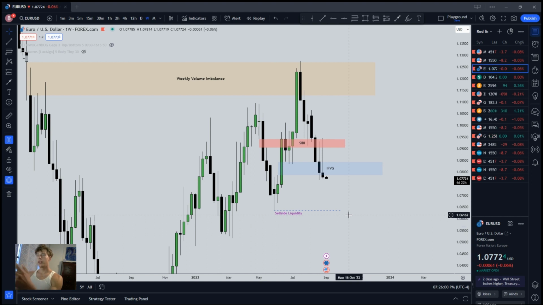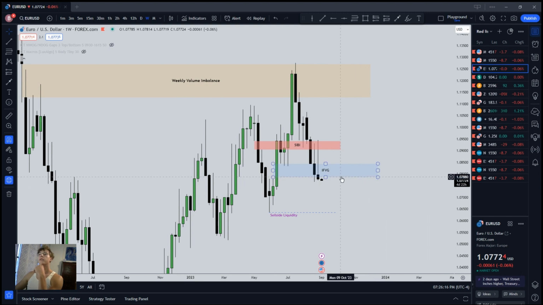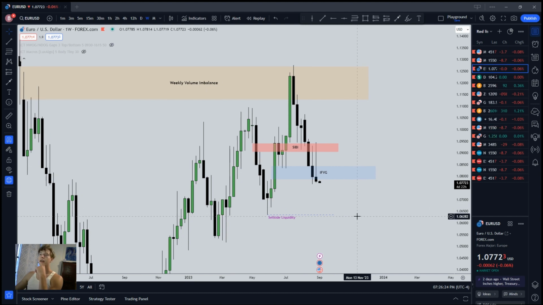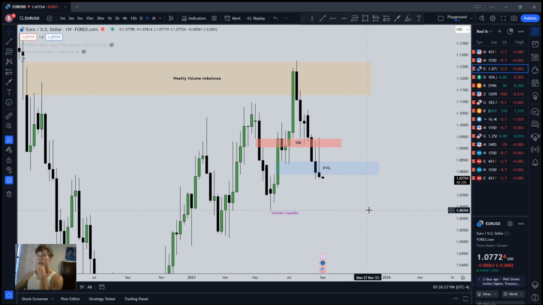So, looking at the weekly on the euro, we see our SIBI got respected beautifully on Friday, along with the inversion fair value gap, finding respect at about the quarter level. Now, what we anticipate for this following week is respect to the inversion fair value gap and continuing to the downside towards sell side liquidity. I am not expecting us to close below this level of sell side liquidity, which is at 1.06351.